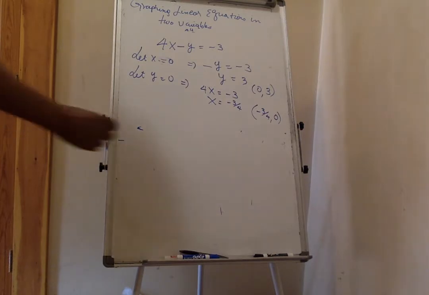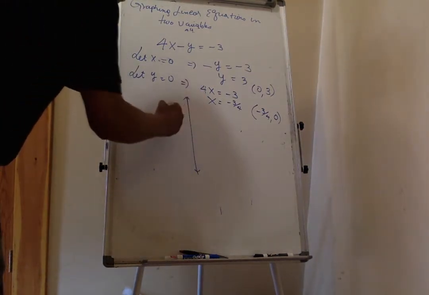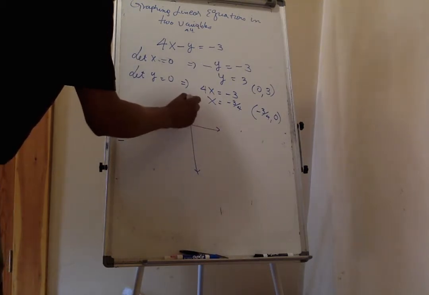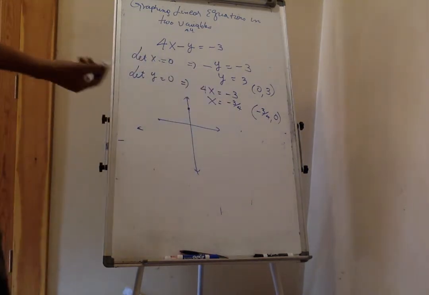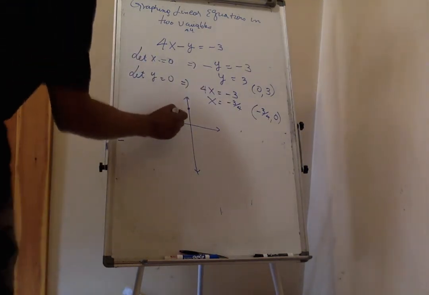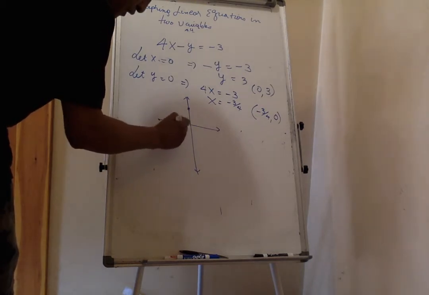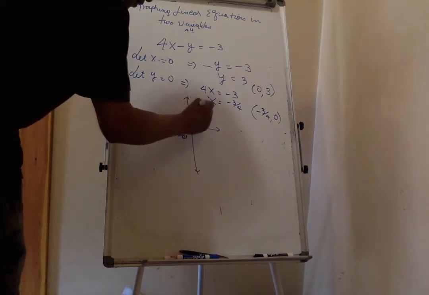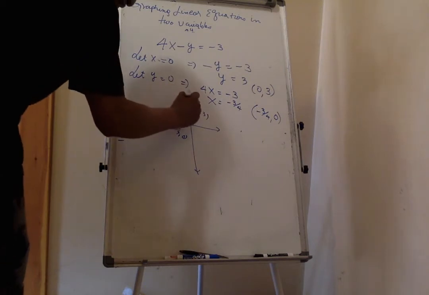Now you can go to your coordinate system. Go ahead and plot (0, 3) somewhere here. For (negative 3 over 4, 0), x is a negative number, so it is in quadrant 2. So we can put in here (negative 3 over 4, 0) and (0, 3). Once again, connect these two points.